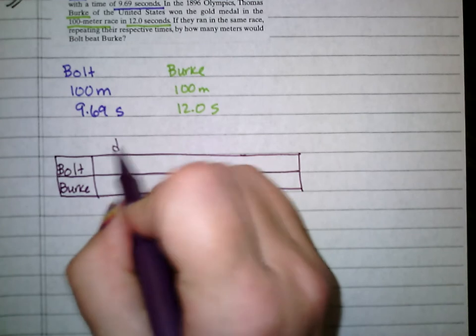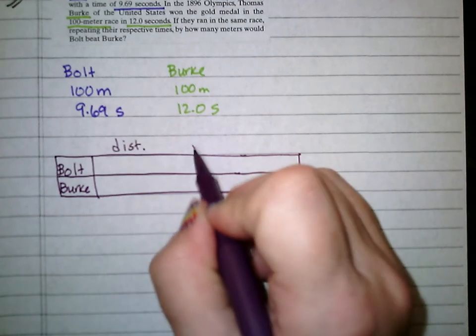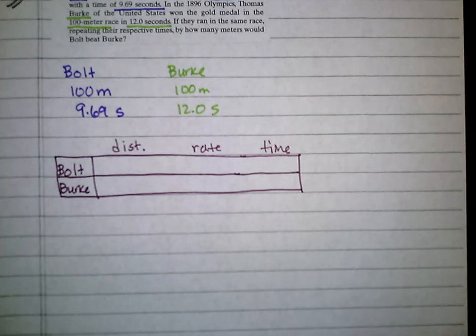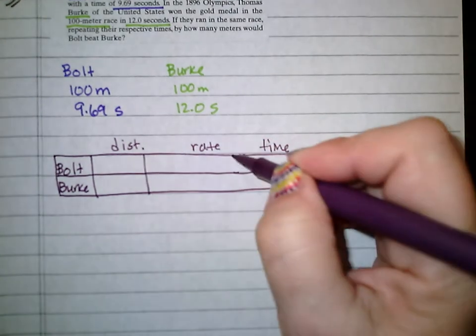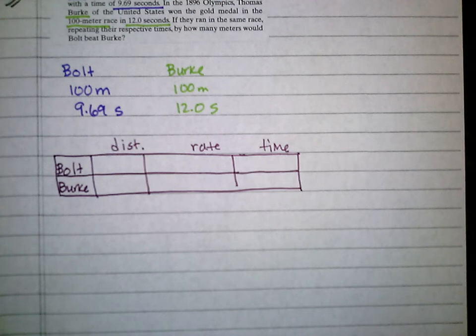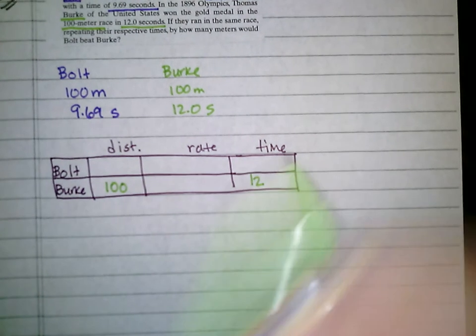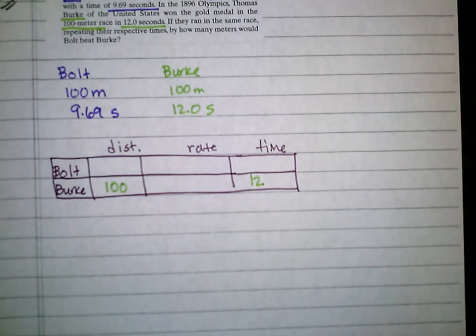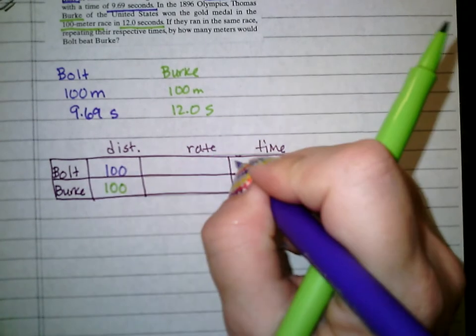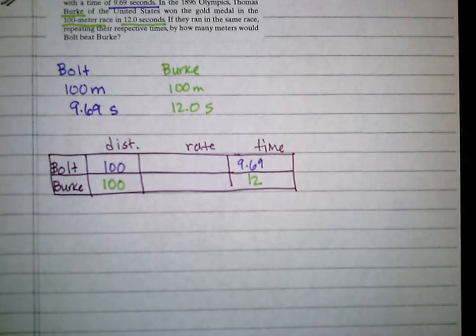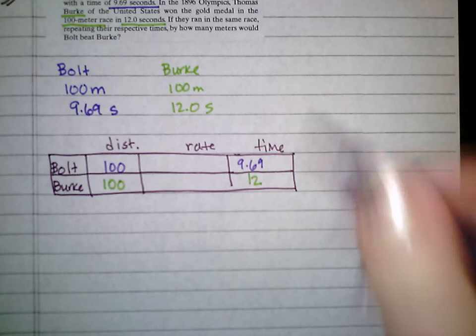Okay, I'm just going to fill out stuff in my distance, rate, and time box just to organize myself. The distance for Burke was 100. The time was 12 seconds. And so let's see, we'll get Bolt in there as well. His distance was 100 and his time was 9.69 seconds. So we can figure out the rate using that distance equals rate times time formula.